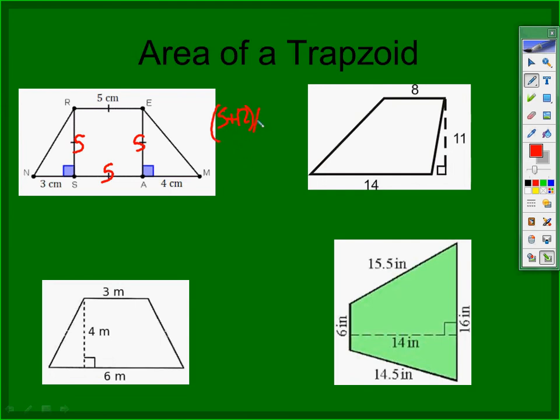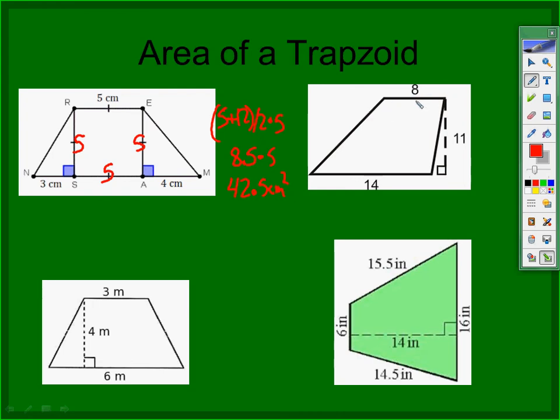Divide by 2 times my height. My height is 5. 5 plus 12 is 17. 17 divided by 2 is 8.5. 8.5 times 5. 8 times 5 is 40. 0.5 times 5 is 2.5. My area here would be 42.5 centimeters squared. So again, base 1 plus base 2 divided by 2 times the height. And you can actually just run that through a calculator with the parentheses.